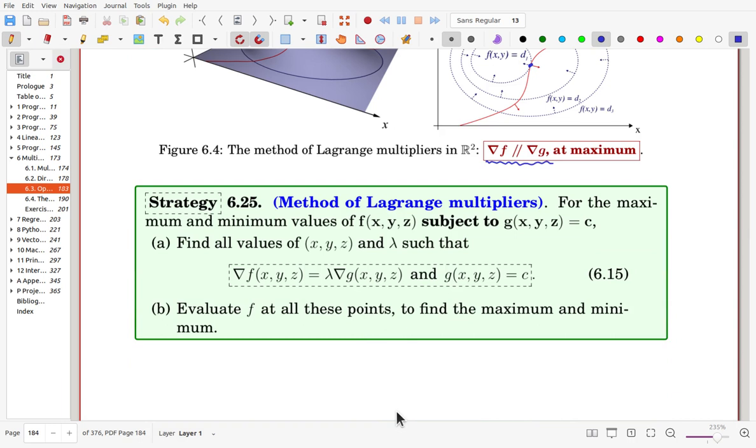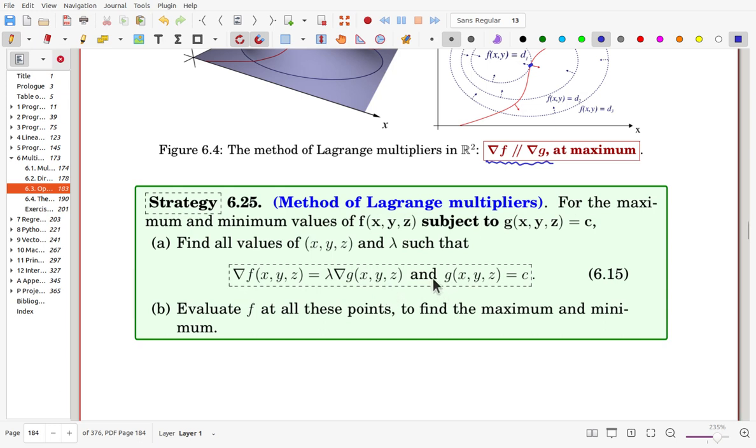So from this geometric observation, we can get the method of Lagrange multipliers for the maximum and minimum values of f subject to g of xyz equals c. Now we consider functions of three variables. Find all values of x, y, z, and lambda such that gradient of f is lambda gradient of g, because they'll be parallel at a maximum or minimum, so along with a constant we can express this equality.